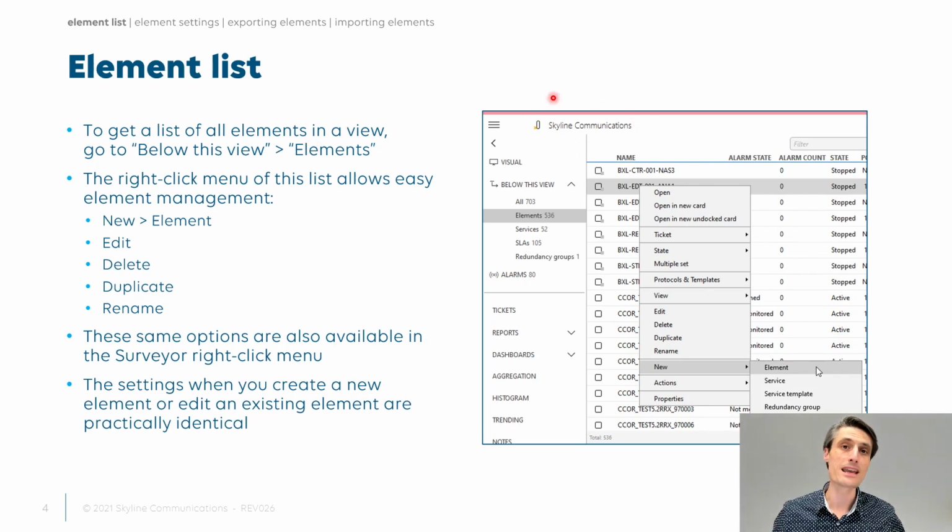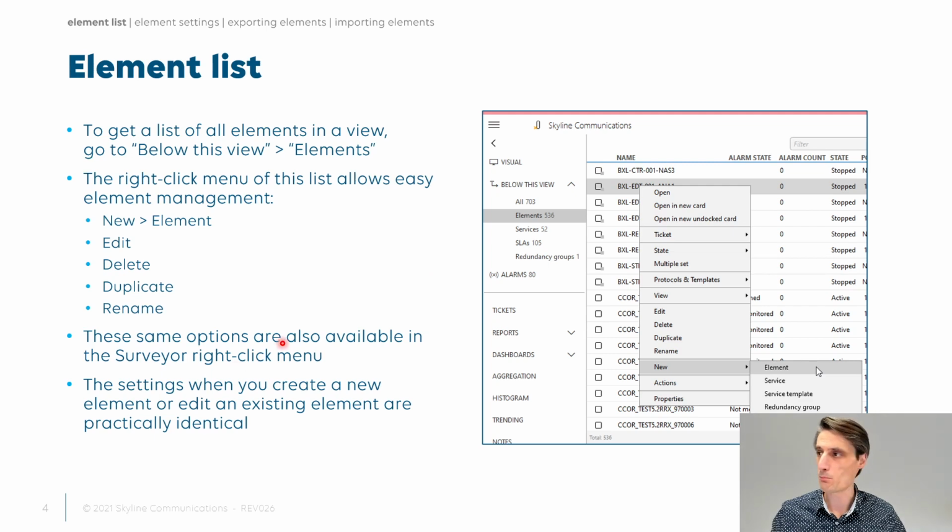So if we open up a view card, you do have below this view all your elements. In there, you can just right-click to add a new element in the right-click menu. That's going to add it into your root view. You can, of course, go to a certain subview as well, a certain site, and right-click in there to immediately add a new element from there. I do often use the surveyor right-click menu, so you can do exactly the same from your surveyor.